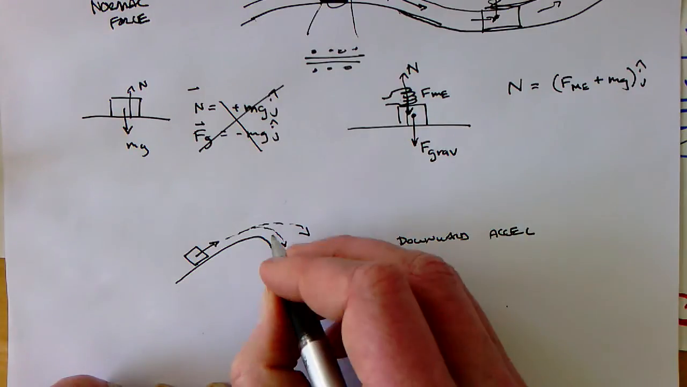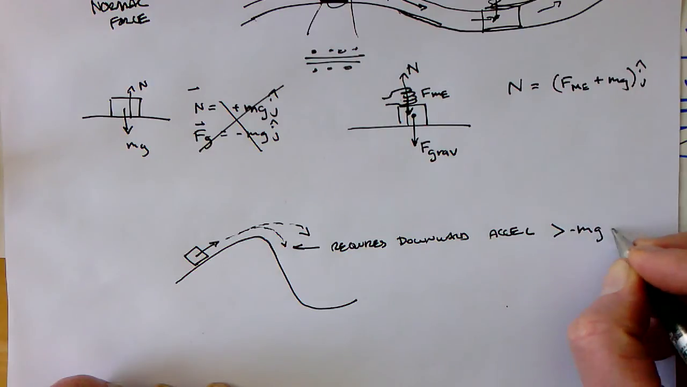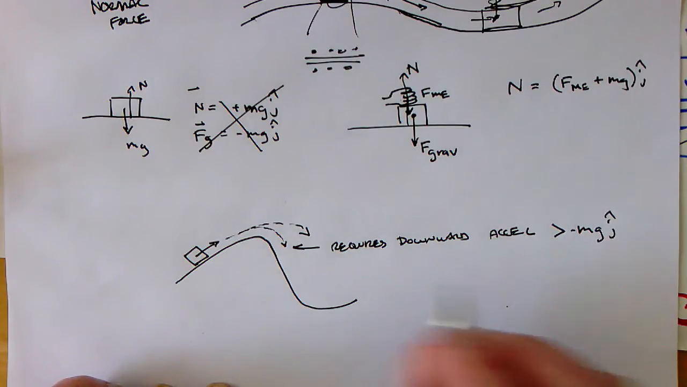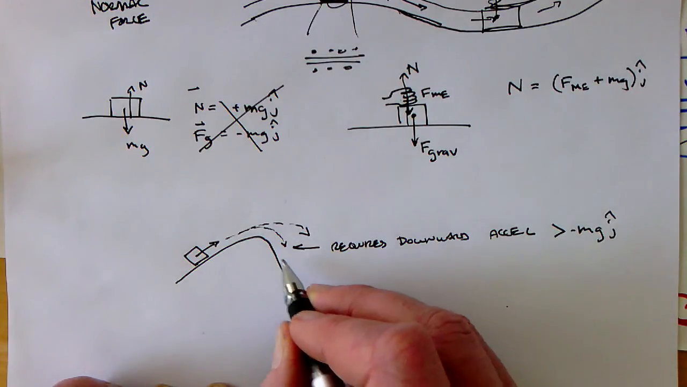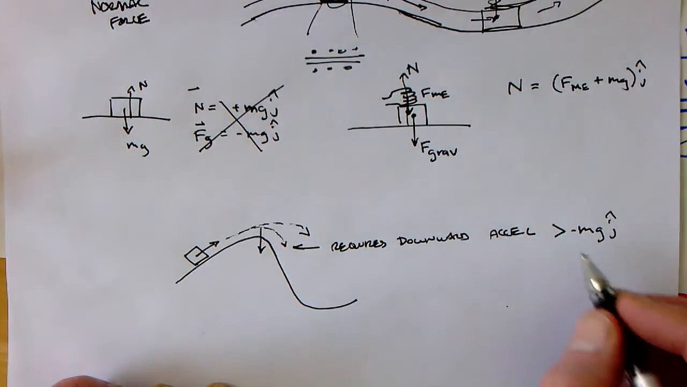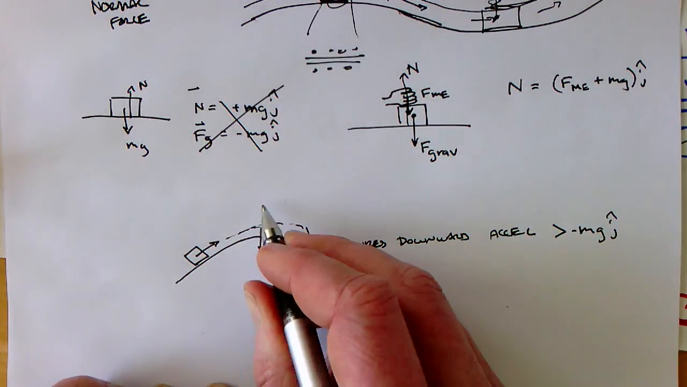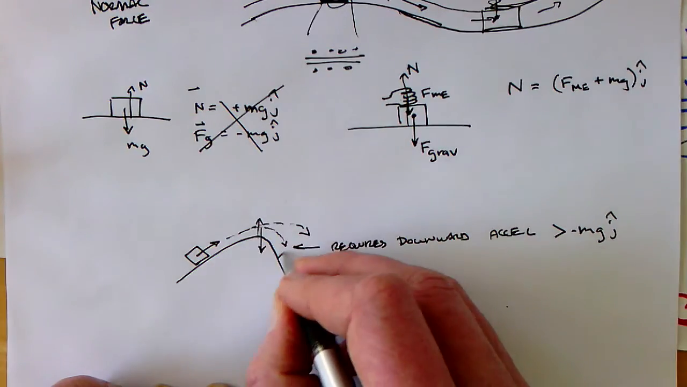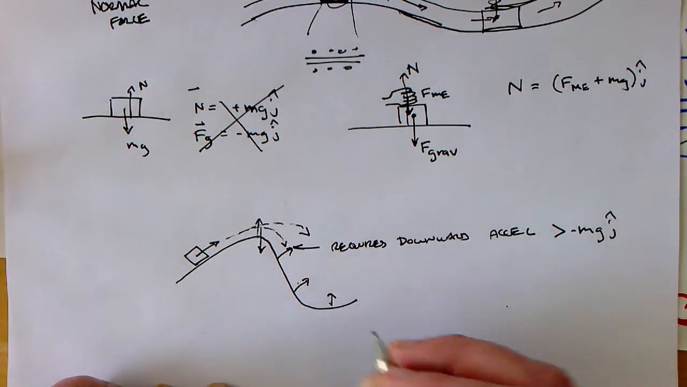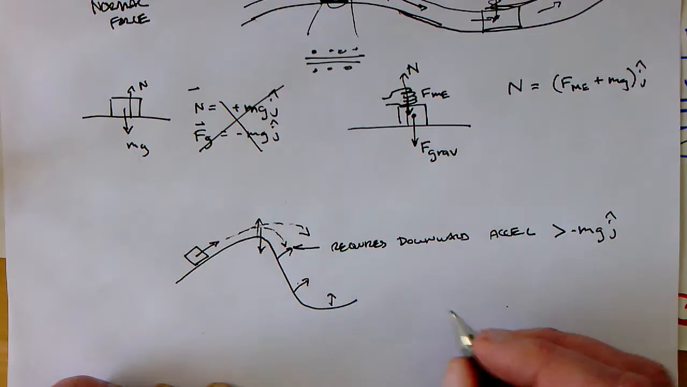In particular, the block might require a downward acceleration that's greater than minus mg j hat. So in order to stay on this track, the acceleration necessary would be downward, and it would be bigger than mg. But if you think about it, the normal force can only push up in this case. The normal force can only be normal to the track and upwards. That is, it can only keep the object from going into the track. It doesn't keep the object from flying off of the track.